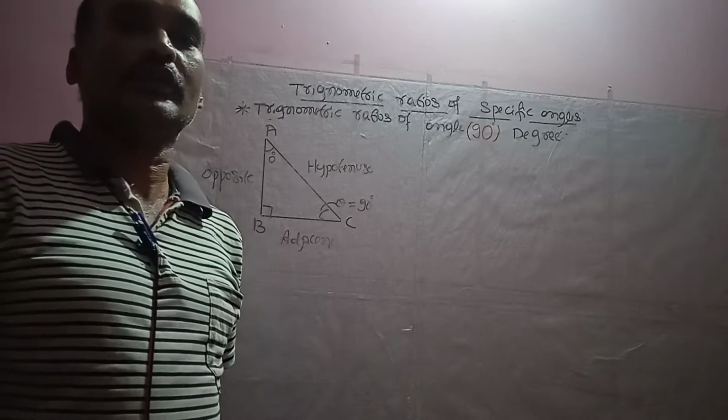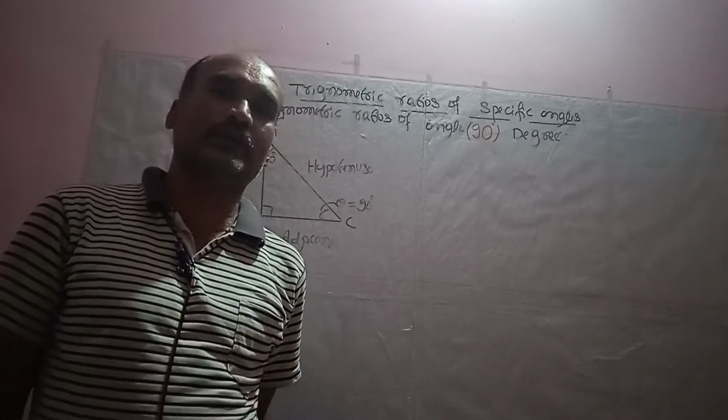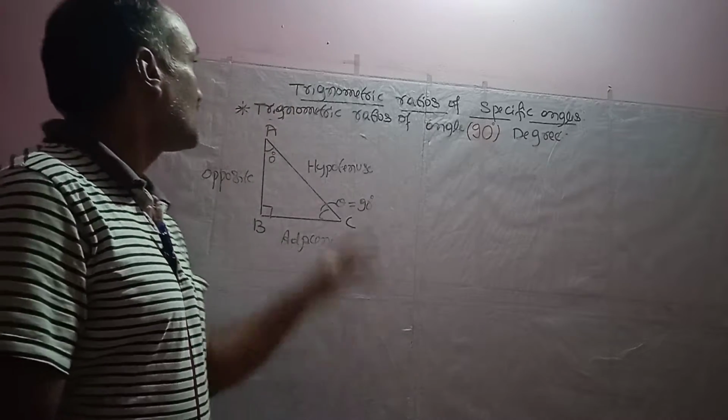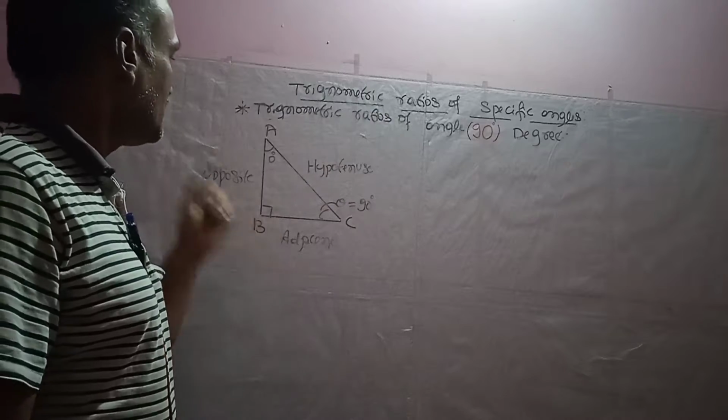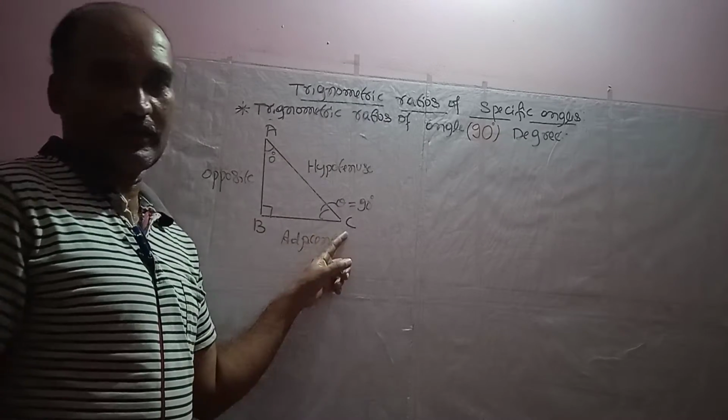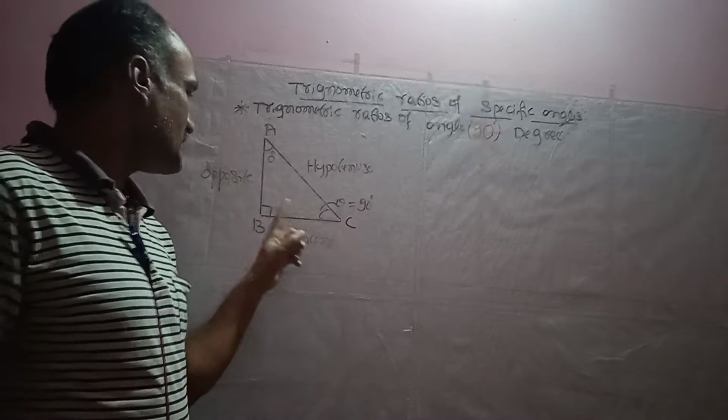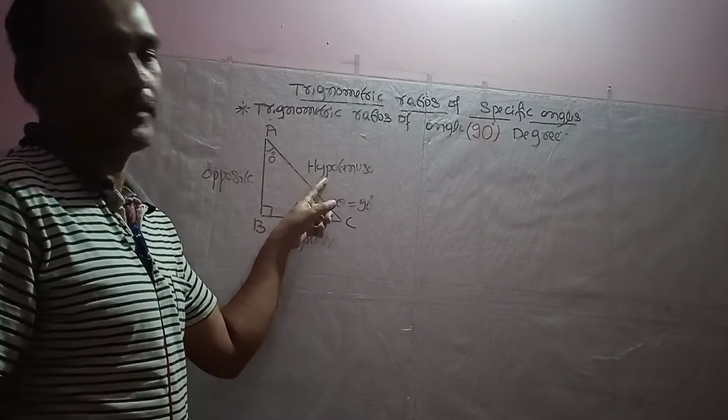My dear student, today I am going to teach you another important topic in trigonometry, that is standard angles and also trigonometric ratios of angle 90 degrees. So in that we need to consider a right angle triangle. Opposite to the right angle, the side name is hypotenuse.